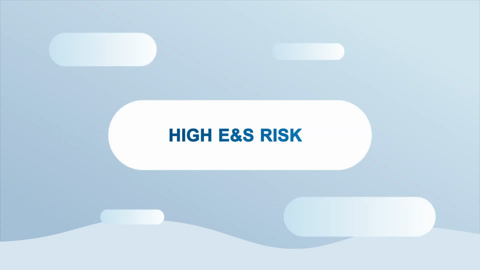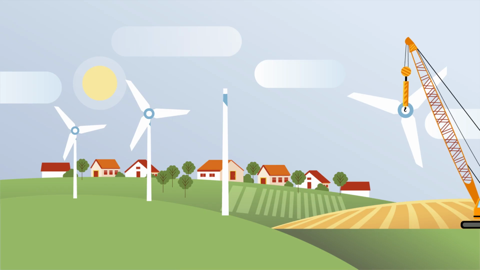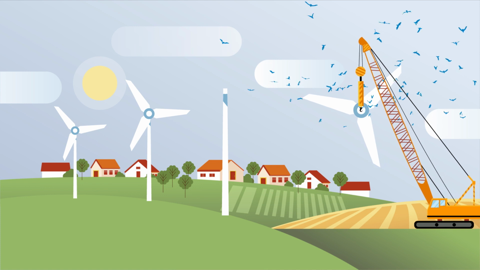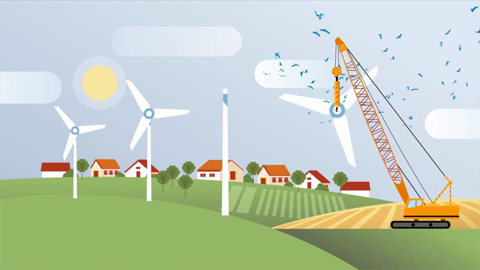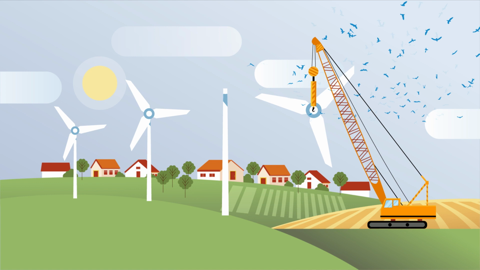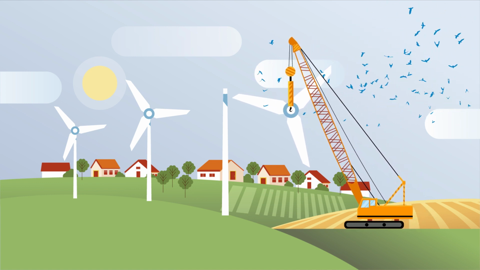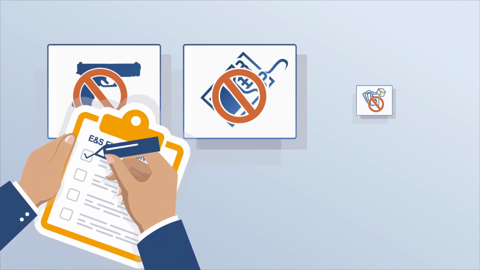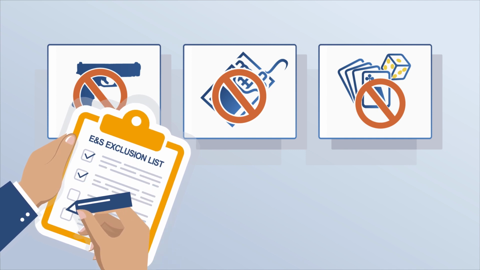In this final example, Wind Power, a renewable energy company, wants to develop a 42-megawatt wind farm with 21 turbines on a 450-hectare site. The site is 5 kilometres from the nearest village and close to a breeding ground for migratory birds. First, the E&S officer should check that the project is not on the exclusion list. This project has been categorised A due to the project size and location that could potentially have significant adverse impacts.